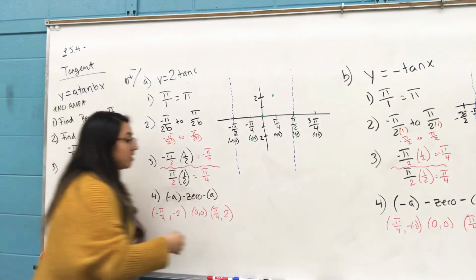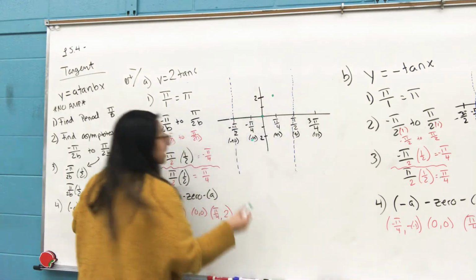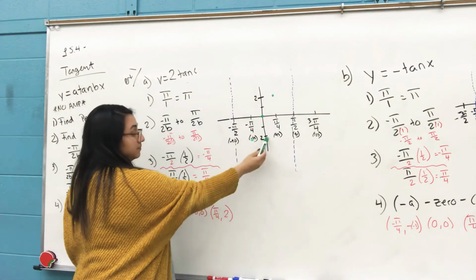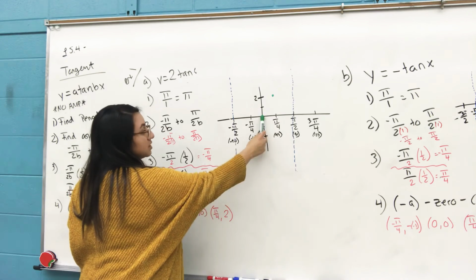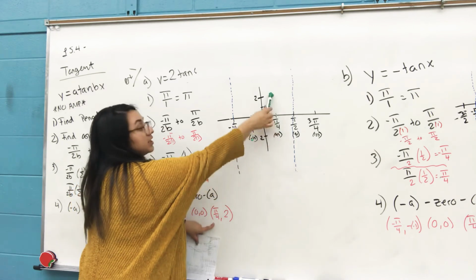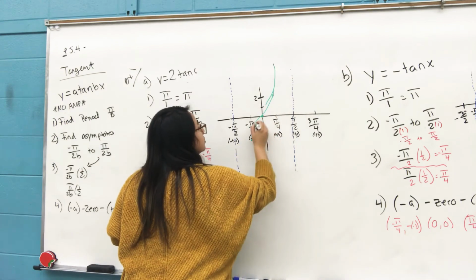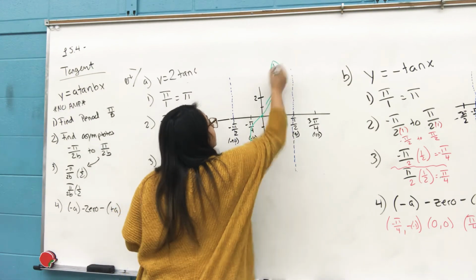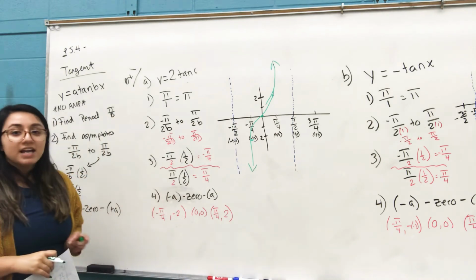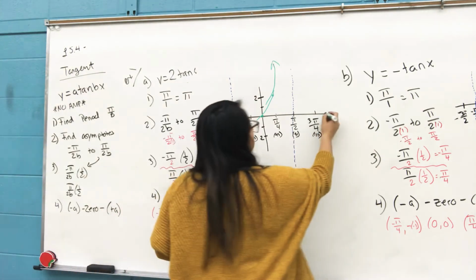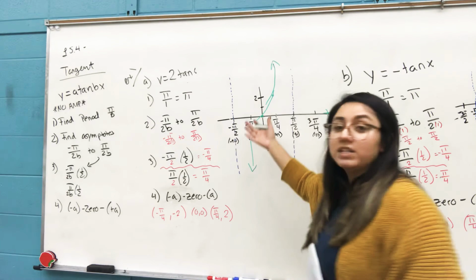Now when you graph that all, you get negative radians over 4, which is here, with negative 2. You have 0, 0, and you have radians over 4, 2. You end up drawing a regular tangent graph. And then you have that. To repeat the pattern, you can just go ahead and add some more. I think 1 is fine.